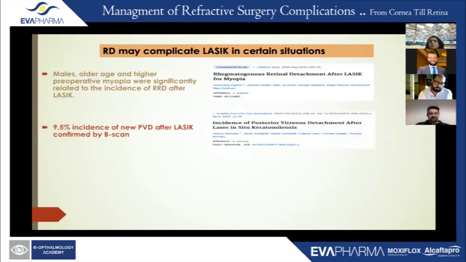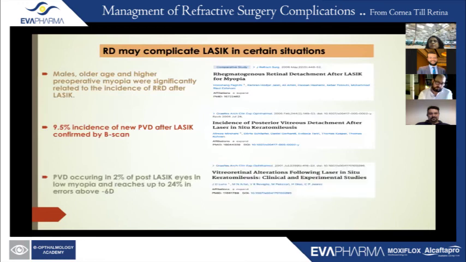Another study reported that there is a 9.5% incidence of new PVD after LASIK, which was confirmed by the B-scan. Another study has also reported that this rate of PVD could reach up to 24% in higher errors exceeding -6 diopters. High errors should be treated with caution according to these findings.